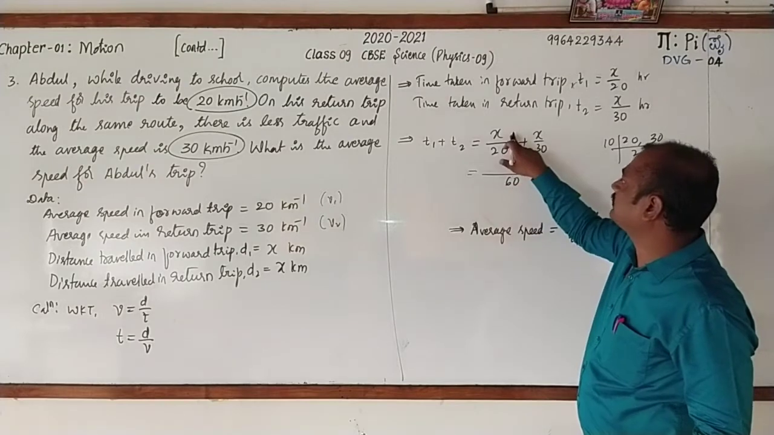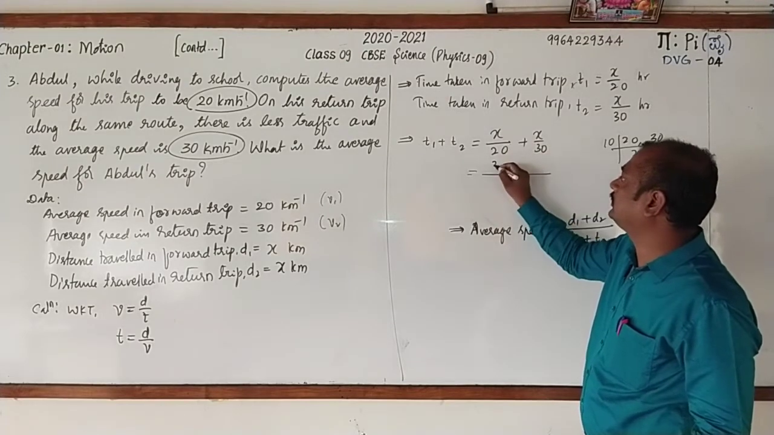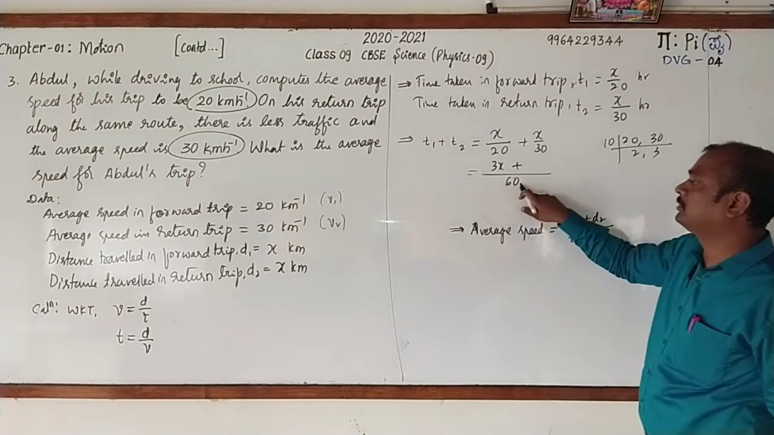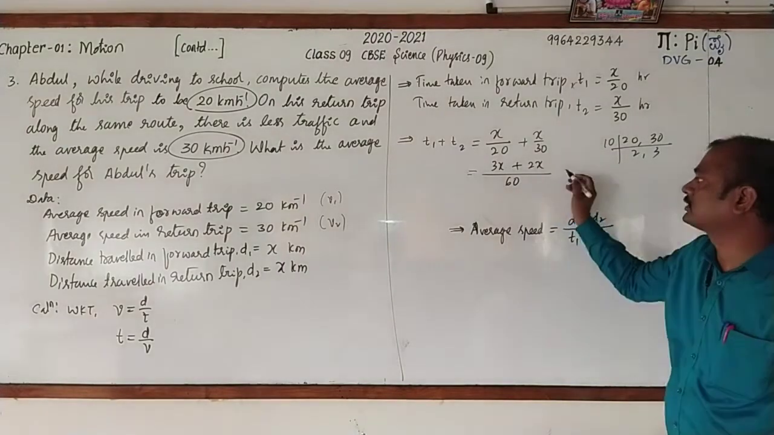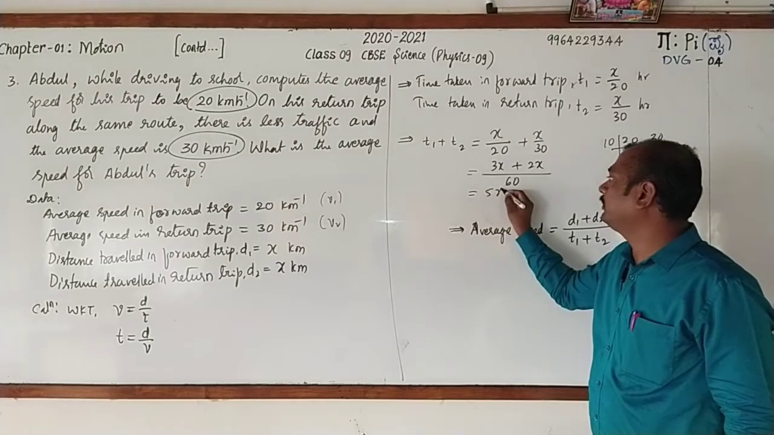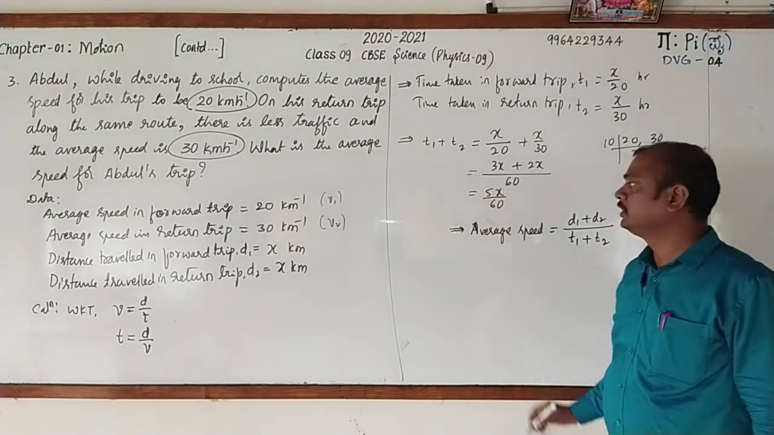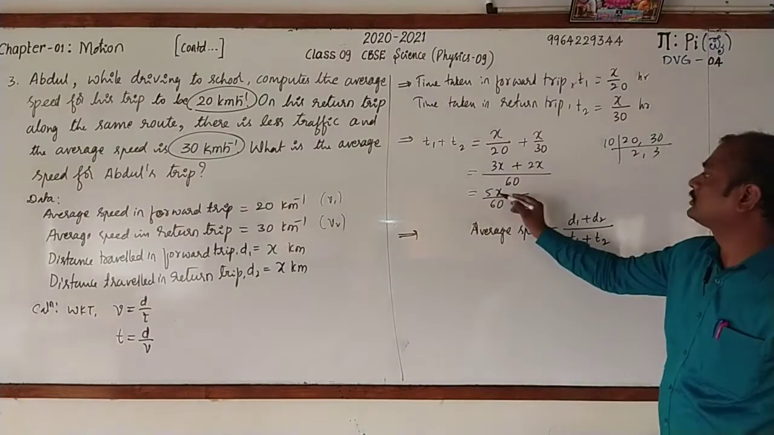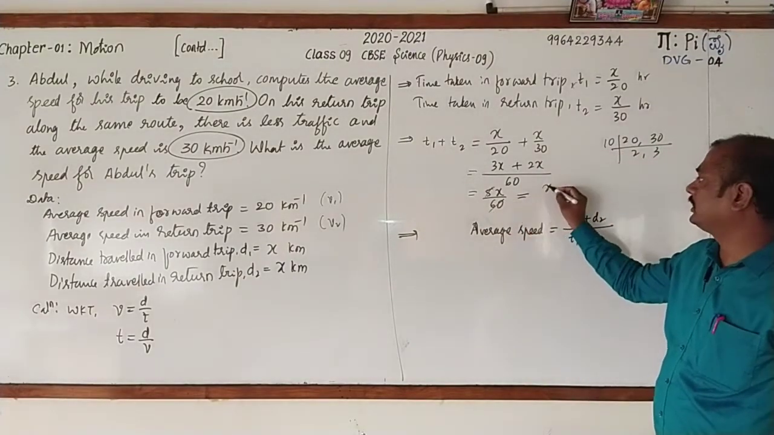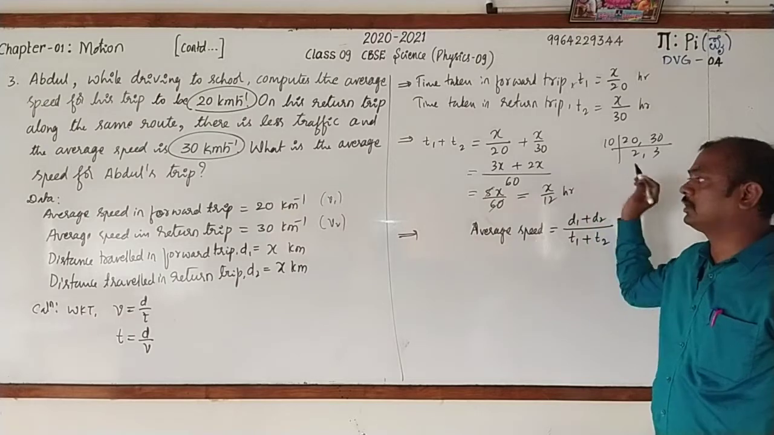Then multiply 60 with first term. 20 3s are 60, so 3 into x, 3x. Here multiply 60 with second term. 30 2s are 60, so 2 into x, 2x. It is equal to 5x by 60. This is equal to, 5 1s are 5, 5 12s are 60. So x by 12 hours.